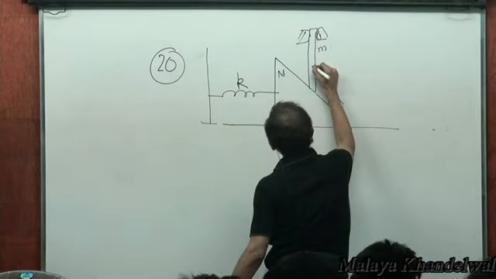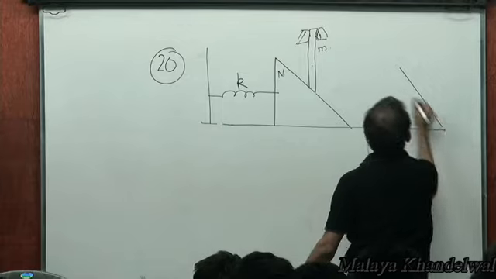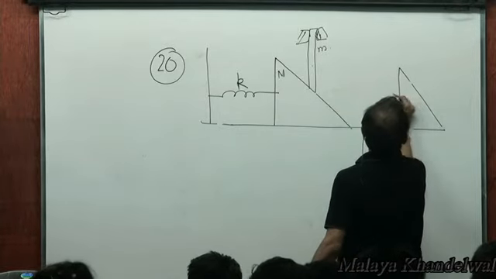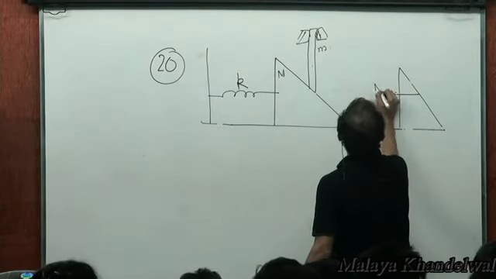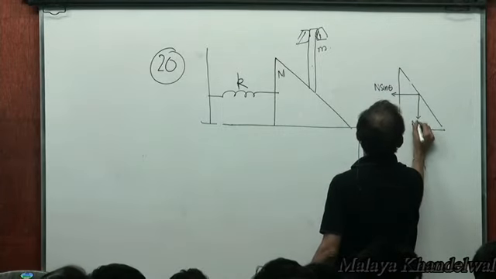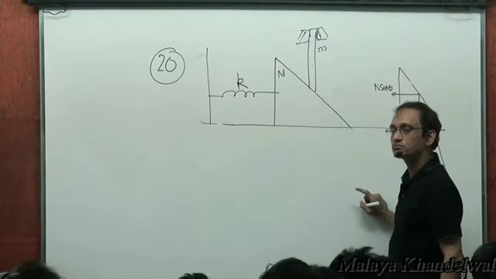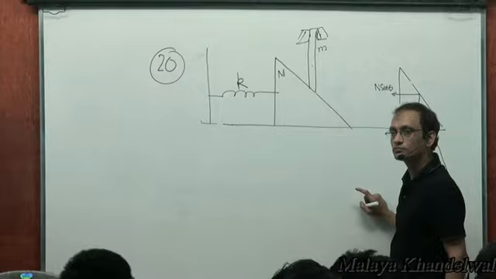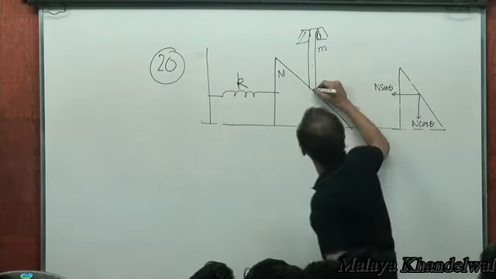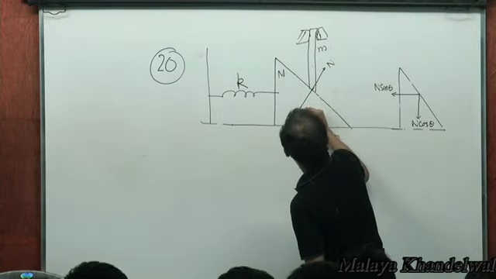So then if this fellow exerts on the block like before, I'm not going to reinvent the wheel. The wedge will experience from this an N sine theta this way and an N cos theta this way. That's as far as the block is concerned. Yes or no? Yes, sir. We've done this before, so I'm not redoing this. N is the normal reaction between the two.